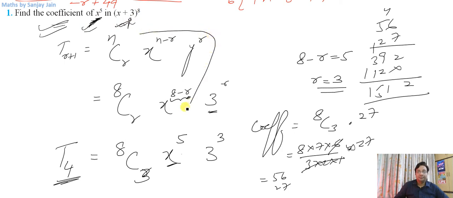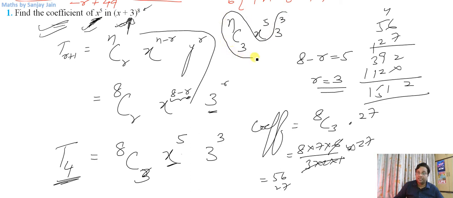Otherwise, if you can simply think, when x will be raised to power 5, then 3 will be raised to 3 because there is total 8. And when 3 is raised to 3, we write nC3, 3 raised to power 3, x raised to power 5. This is how we have been doing our expansions. So this will be the coefficient. You can directly say that this will be your coefficient. Right? What is n? n is 8. Okay. I hope you understood what I'm trying to say.